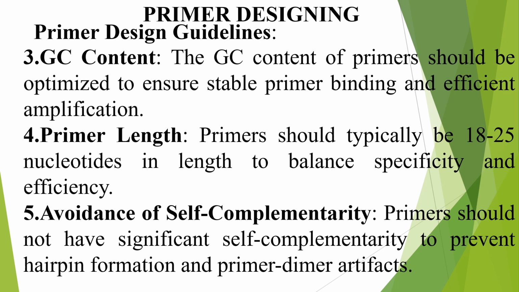3. GC content. The GC content of primers should be optimized to ensure stable primer binding and efficient amplification. 4. Primer length. Primers should typically be 18 to 25 nucleotides in length to balance specificity and efficiency. 5. Avoidance of self-complementarity. Primers should not have significant self-complementarity to prevent hairpin formation and primer-dimer artifacts.